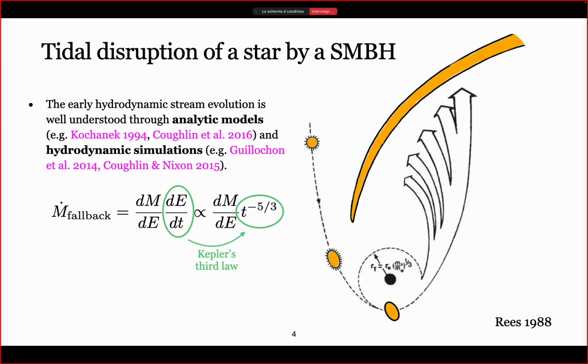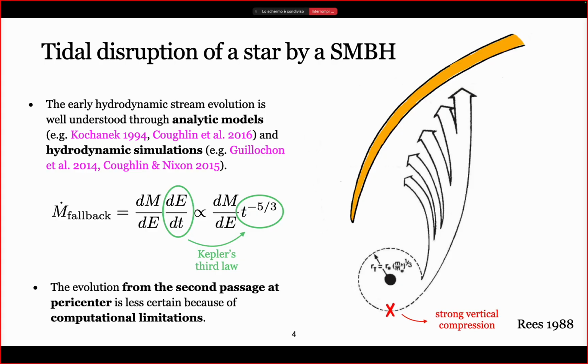And this has something to do with what happens to the stream next. So what happens after it returns back to the black hole. And so while the early evolution is quite well understood, when the stream comes back, the evolution is much more uncertain, and that's because the stream gets compressed a lot at its closest approach to the black hole, and the problem becomes computationally very, very expensive.